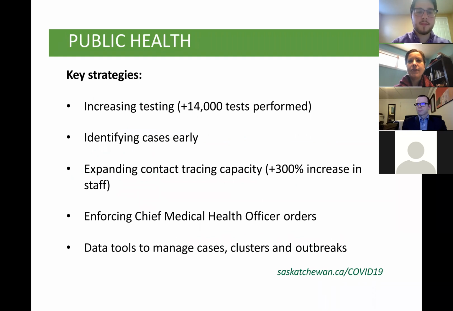So some of the key strategies that we're using as part of our public health approach include increasing testing. The number here is a bit out of date. This presentation was prepared for last week, but we're over 20,000 tests performed in the province now. Increasing testing and making sure that testing is available across the province is part of our strategy to identify cases early so that we can initiate a case and contact investigation around each case.